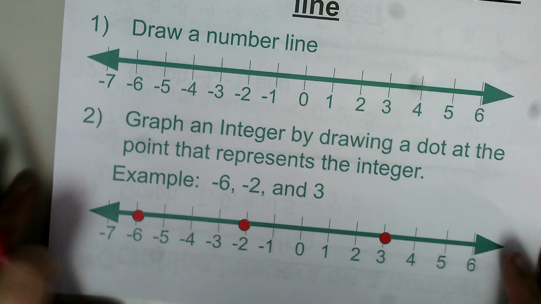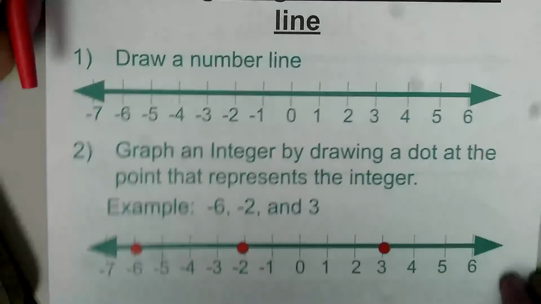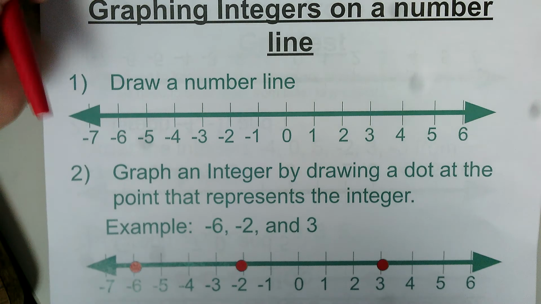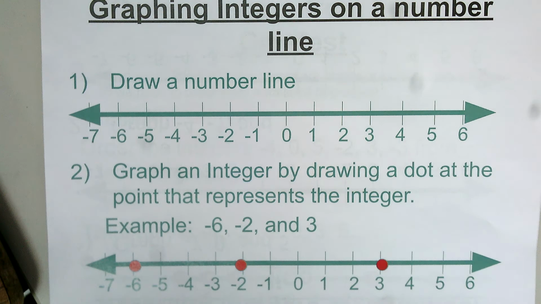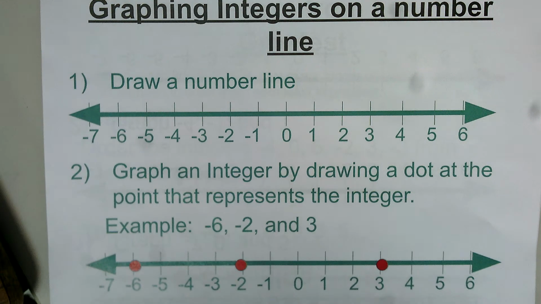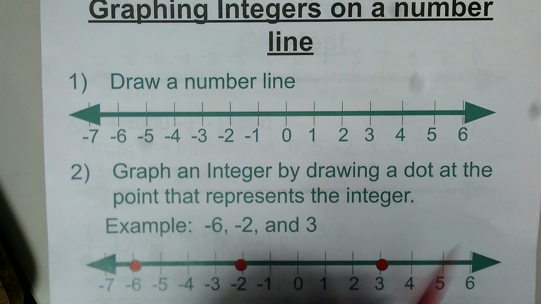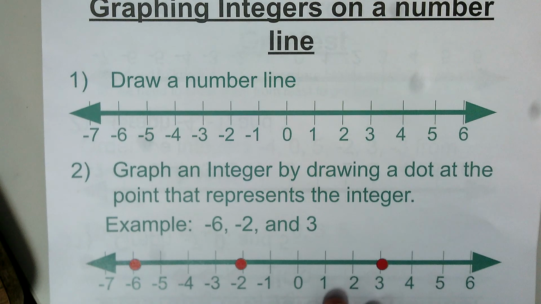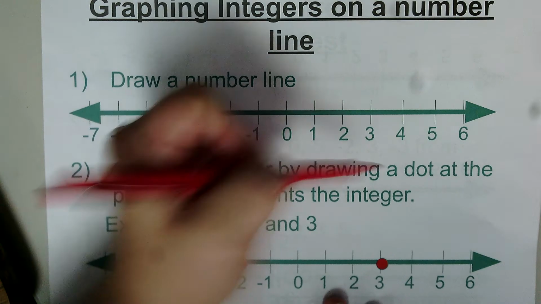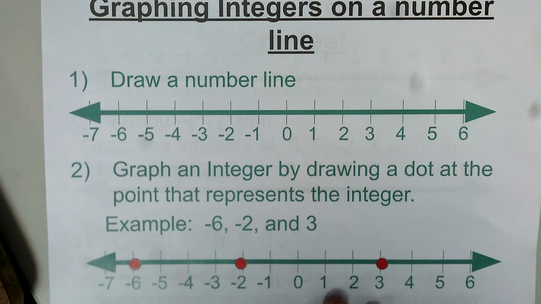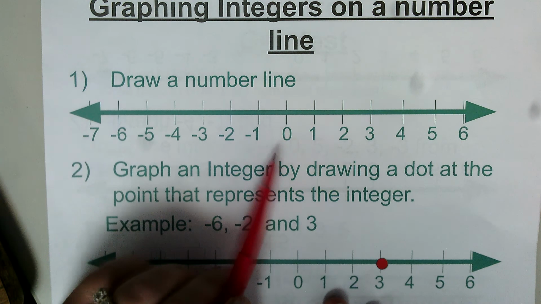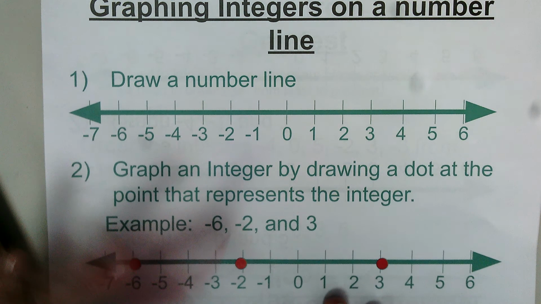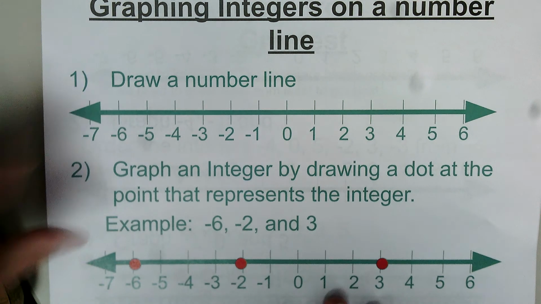So we're going to talk about how we graph integers on a number line. So you always start by drawing a number line. And I have one drawn for us. Now, when you draw your number line, you put 0 in the middle, and you're going to do 1, 2, 3, 4, 5, maybe to 10 or 6 or 7, and all from 0 back to whatever, -5, -6, -7 on here.